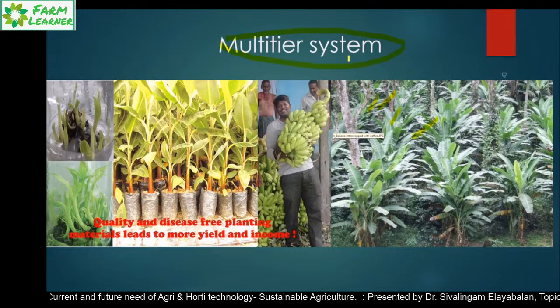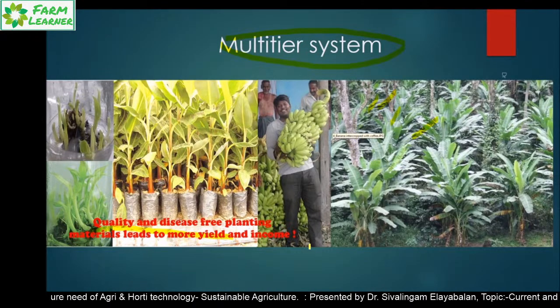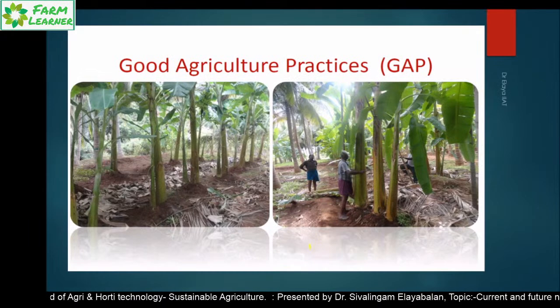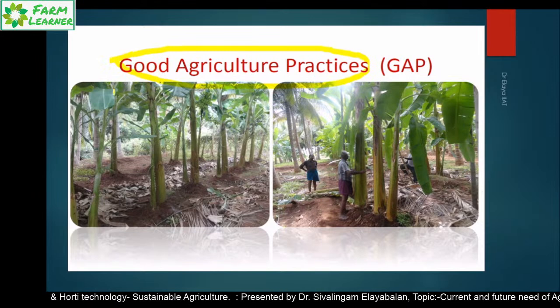That is one of the mantras of the multi-tier system we need to follow for this, as well as the quality of planting material, which is also important for sustainability. Then we need GAP. What is GAP? Good agriculture practice for each and every crop.